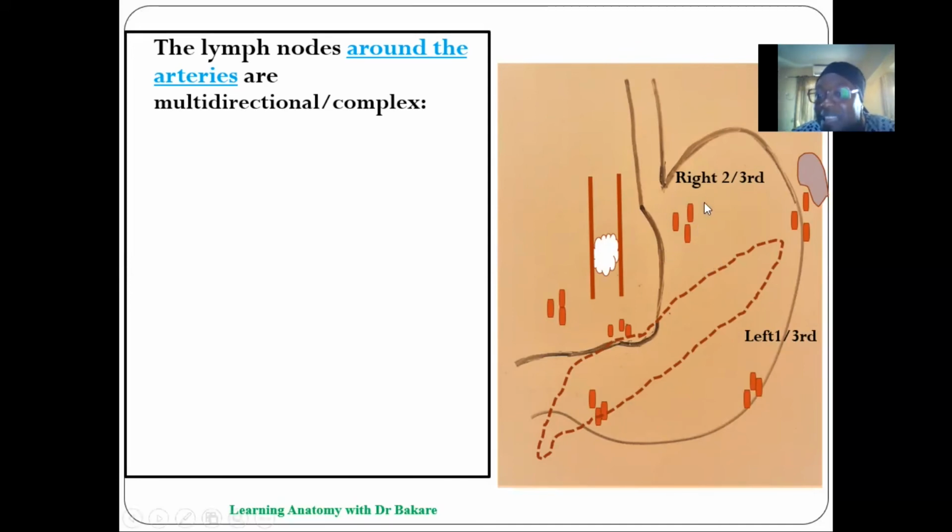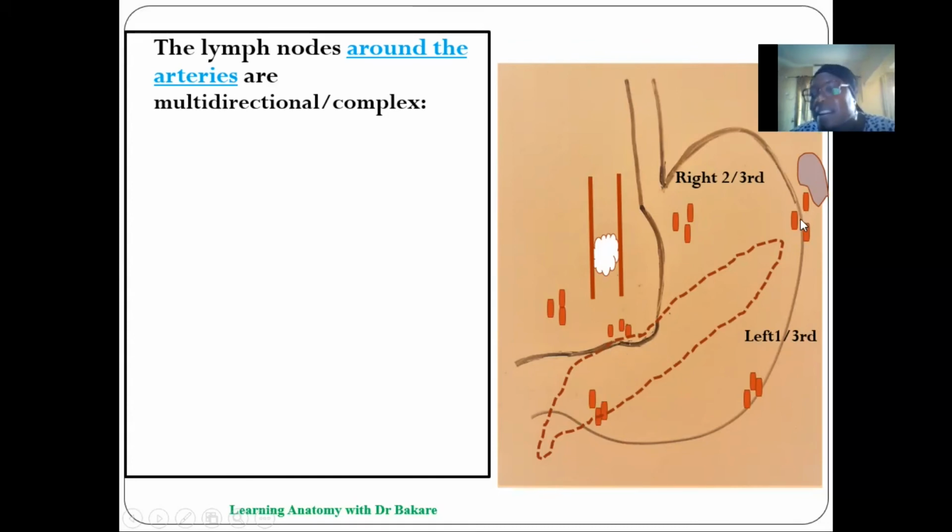First, we have the left gastric lymph nodes. This is the left gastric lymph node that is located along the lesser curvature of the stomach, and it will drain the region around the upper part of the lesser curvature. Then we have the right gastric lymph node that is located in the lower part of the lesser curvature of the stomach. It will drain the lower region of the lesser curvature of the stomach.